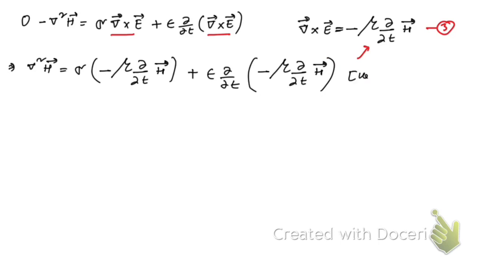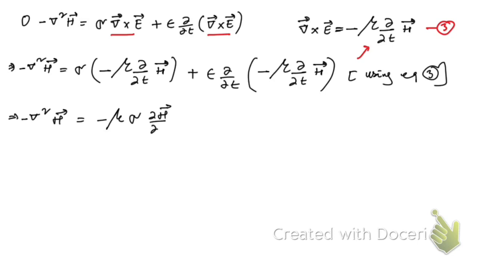So using equation number 3, now it can be written. I forgot the minus sign here, vector H, that's going to be minus mu sigma del H by del T, right? Then minus mu epsilon second order derivative of H with respect to T. That's what we're gonna get, right? So this equation is gonna be equal to this.